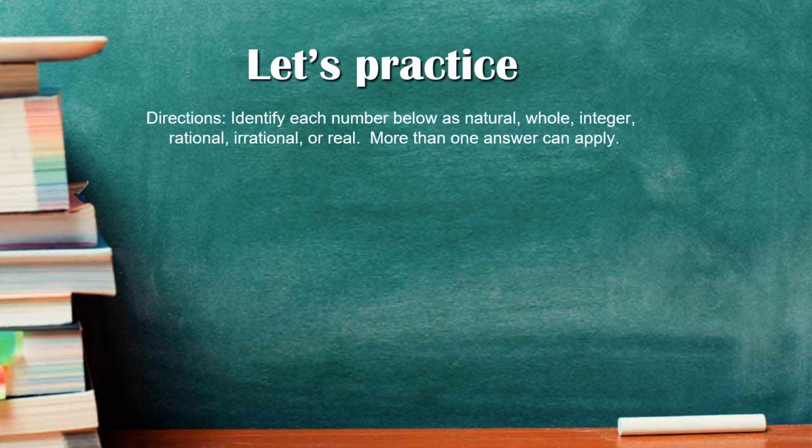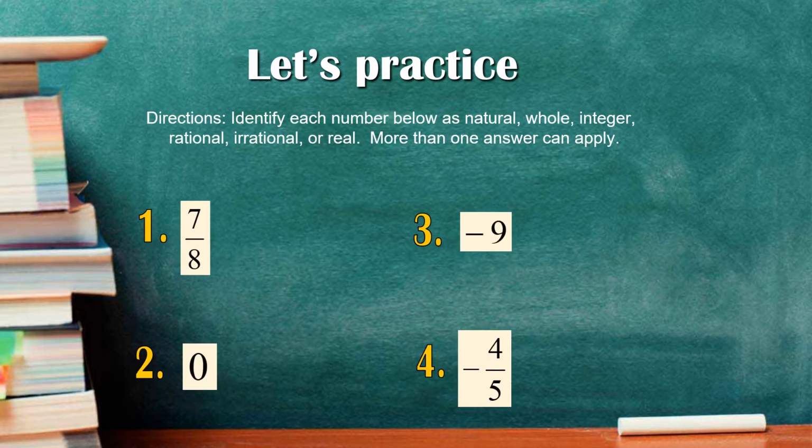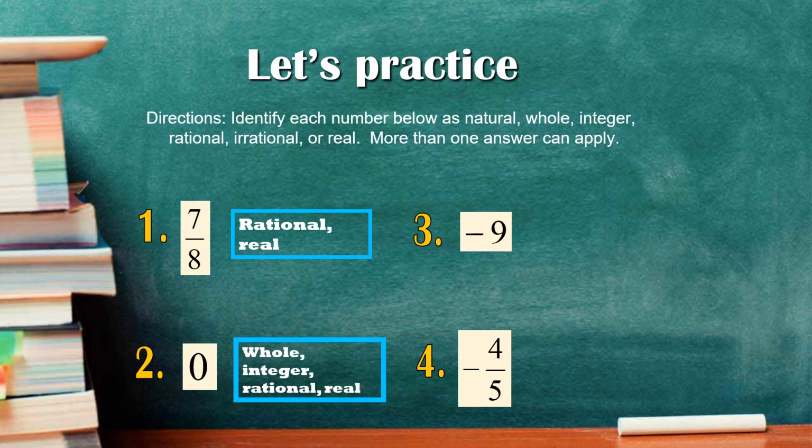Now let's practice. You just have to write or tell me what is natural, whole number, integer, rational, irrational, or real number. More than one answer can apply. For number 1, 7 over 8. What do you think? 7 over 8 is rational and real. Number 2, 0. 0 is a whole number, integer, rational, and real number. How about negative 9? Negative 9 is an integer, rational, and real number.